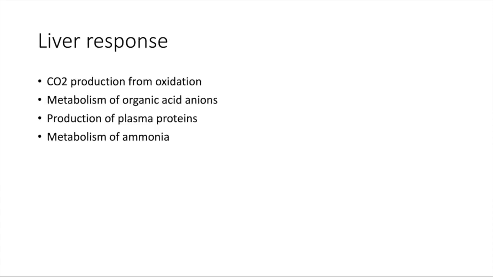Last but not least, our liver plays a role in buffering. The liver is highly metabolically active and responsible for CO2 production from oxidation, metabolism of organic acid anions, production of plasma proteins, and metabolism of ammonia.